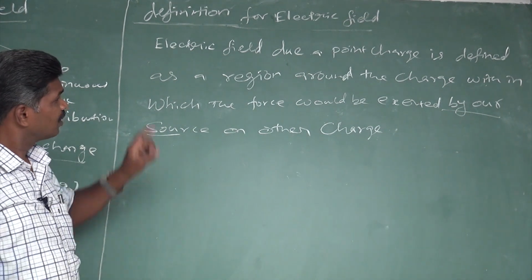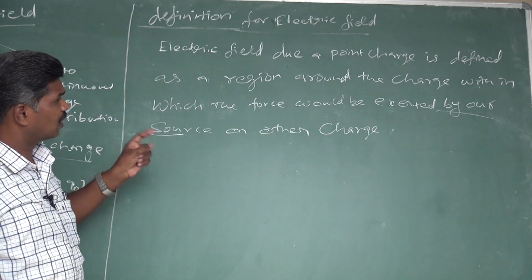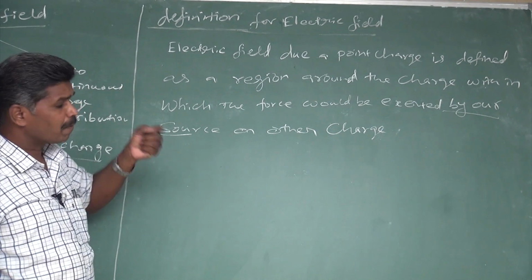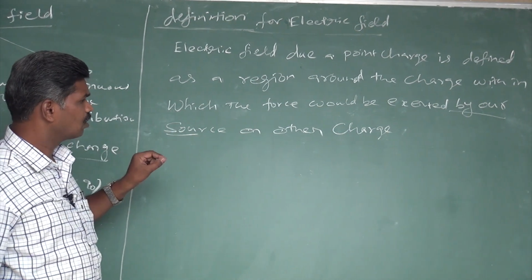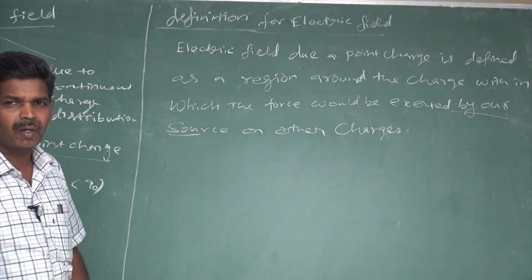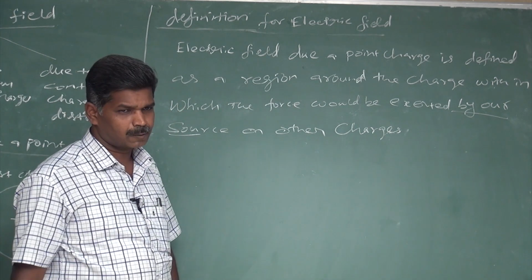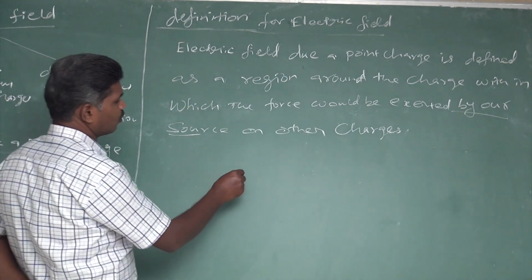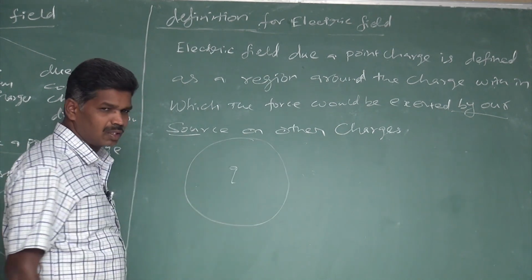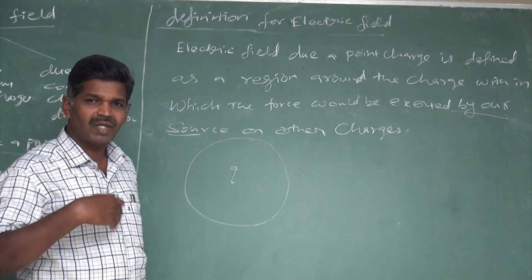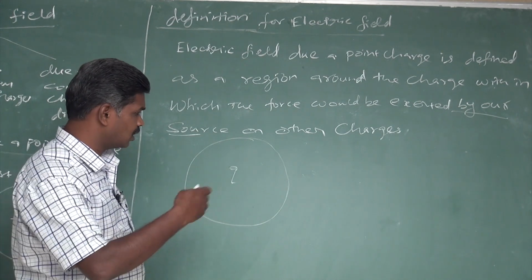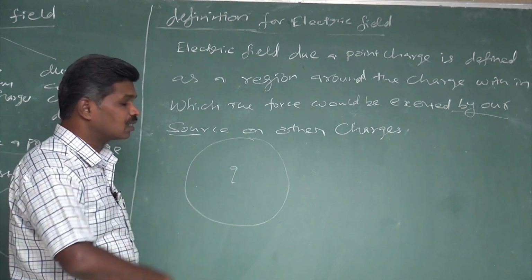Listen once more: the electric field due to a point charge is defined as a region around the charge within which the force is exerted by our charge, the source charge, on other charges. Suppose we take the same diagram, where charge Q is there and around it we have an electric field. We identified the electric field based on the force acting on the test charge.